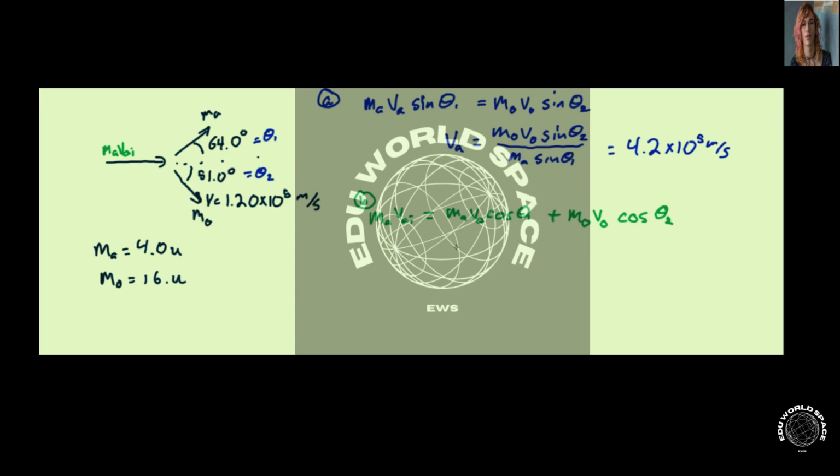And so now all we have to do is divide both sides by the mass of the alpha particle, and we have a relation for the initial velocity, which if you plug these numbers in, you should get 4.9 times 10 to the fifth meters per second.